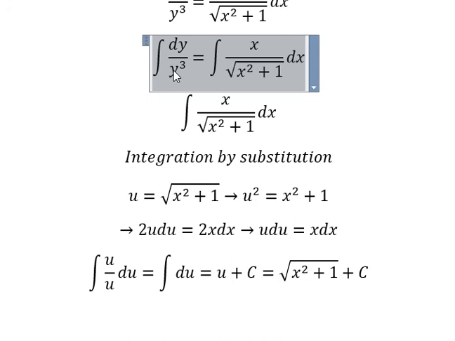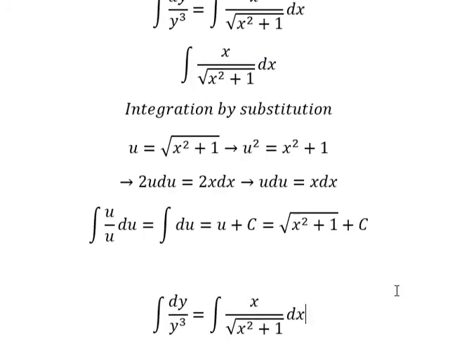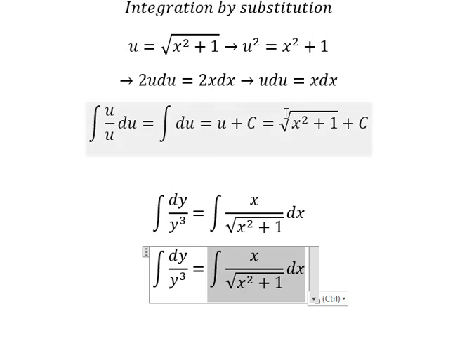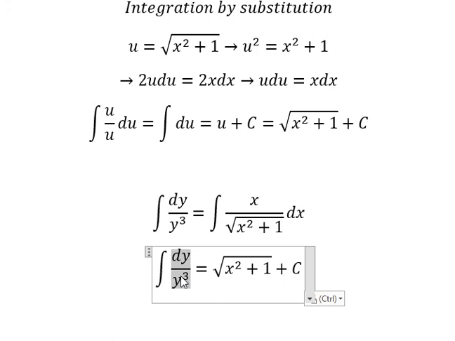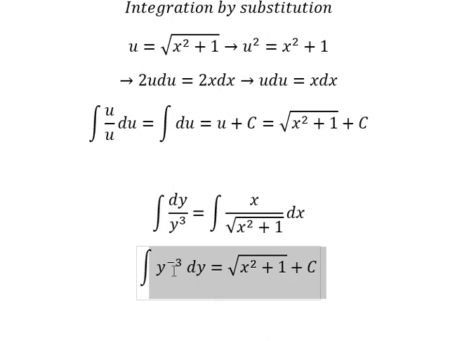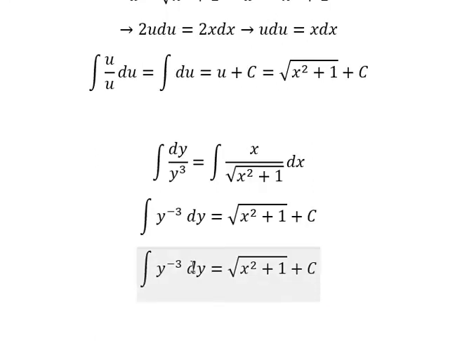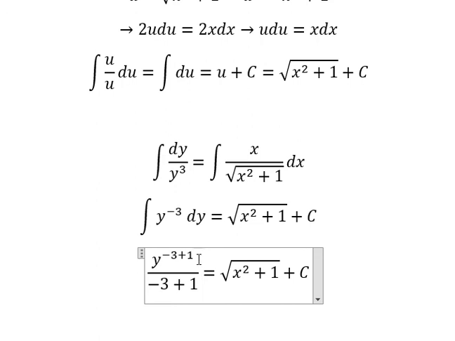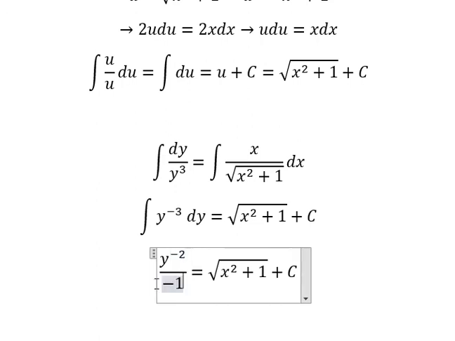Now we return back to this one in here. The integration of this one, we can write as y to the power of negative 3 dy. The integration of this one, we have y to the power of negative 3 plus 1 over negative 3 plus 1, and this one you get negative 2. We get negative 2.